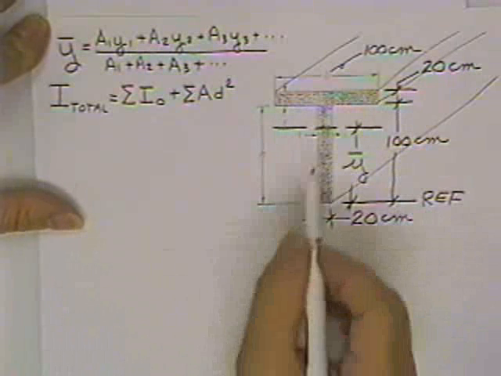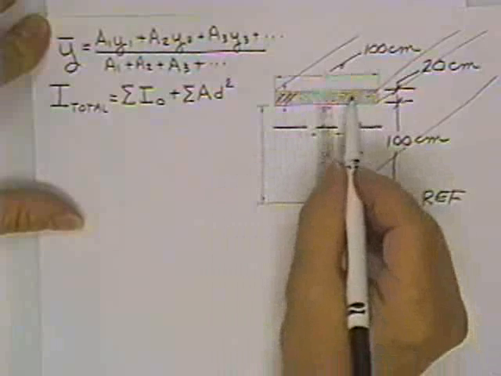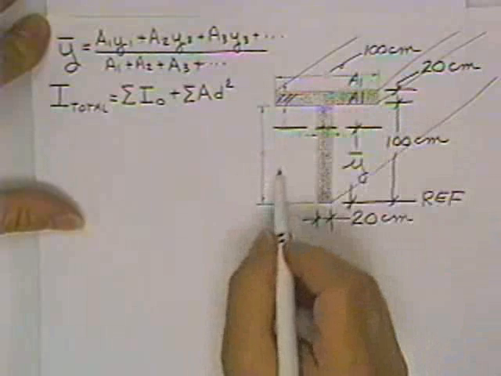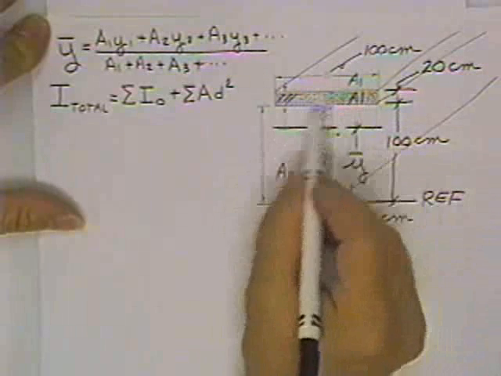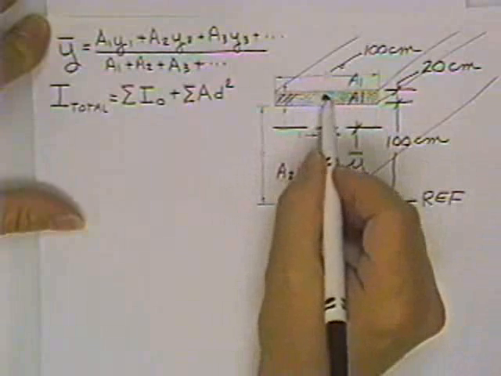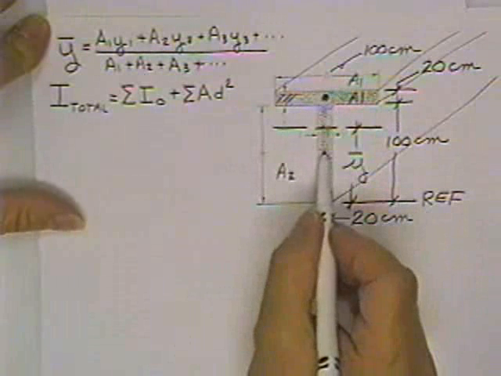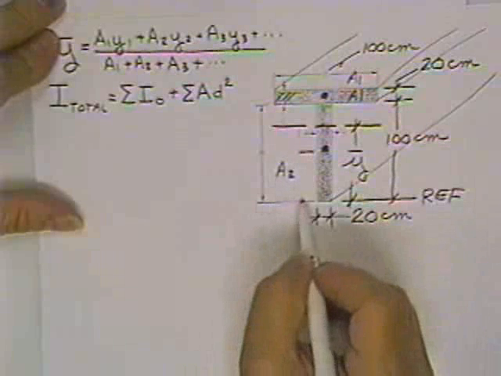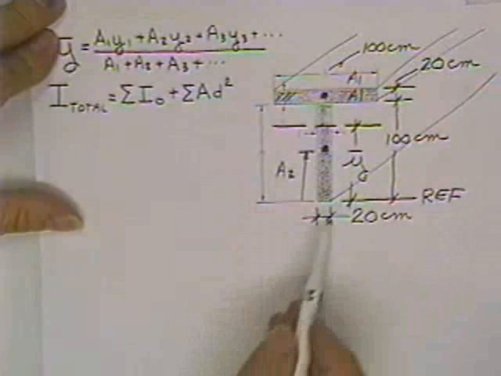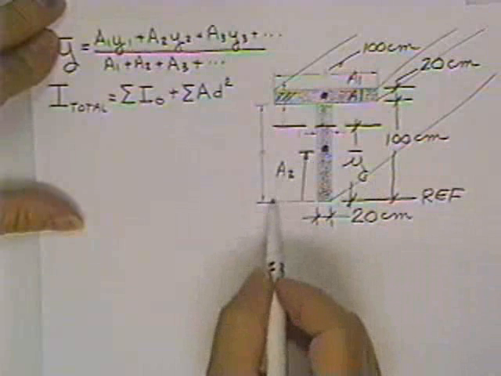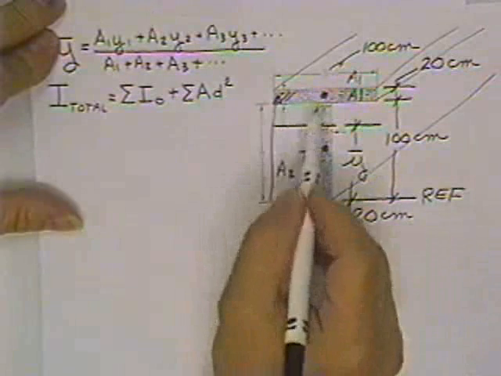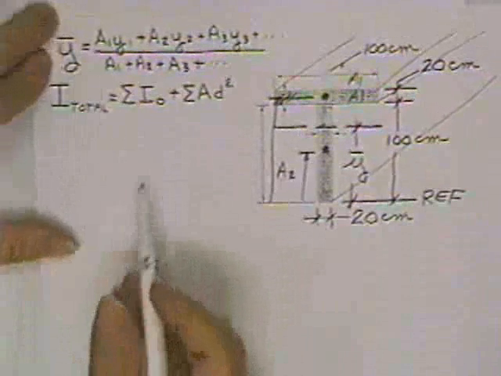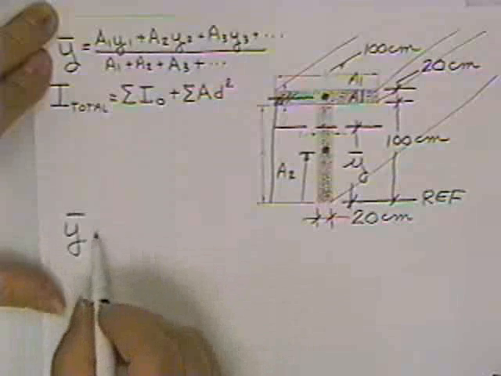In order to solve for it, you'll have to break this up into two areas that you fully understand, area 1 and area 2. I fully understand rectangles. Here is the centroid of that rectangle. I fully understand this rectangle. There's the centroid of that rectangle. This is that far from the reference axis. Half of 100 is 50. This one up here is that far, which is 110. So I should be able to find Y bar.